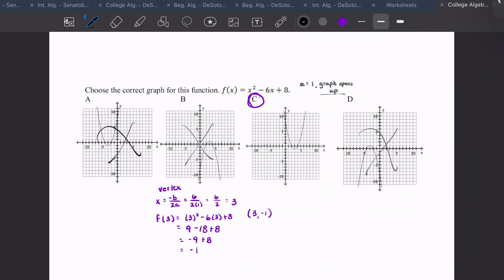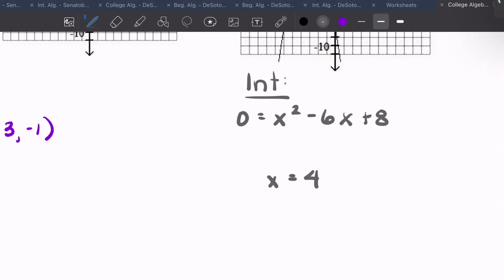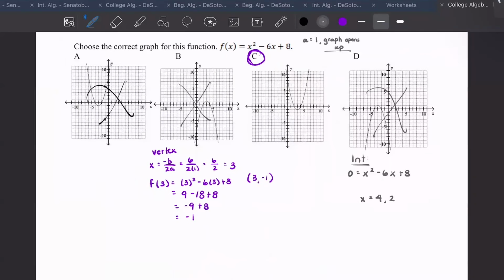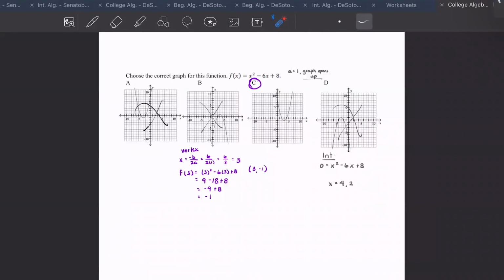You could find intercepts that same way. If those vertices were the same and you needed to still find it, you would say 0 equals x squared minus 6x plus 8. You would factor it, find the intercepts, and they are 4 and 2. Which makes sense because in our answer, they cross at 2 and 4.